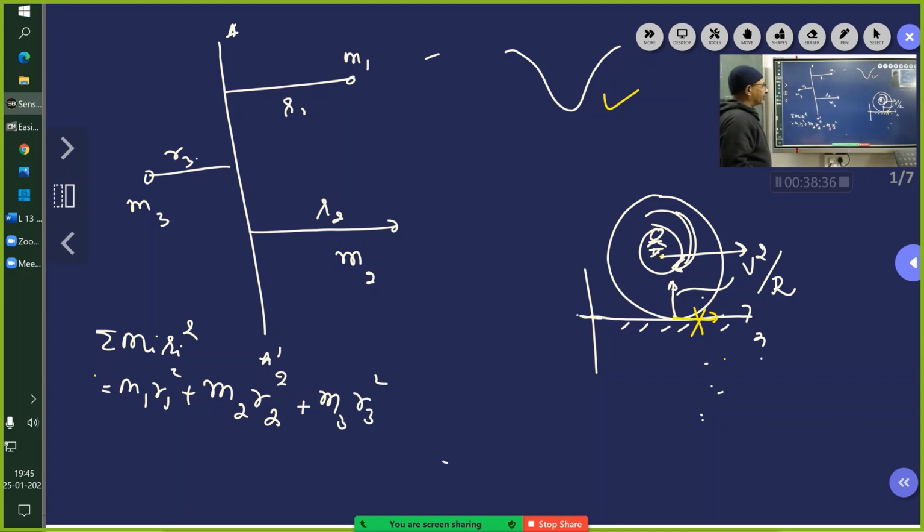Now, supposing instead of keeping the mass here, I shift this mass down by some distance L. Then what will be the moment of inertia about this axis? Same. Sure? Because you should take the perpendicular distance from the axis of rotation.